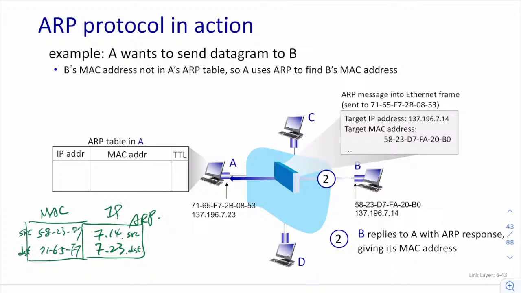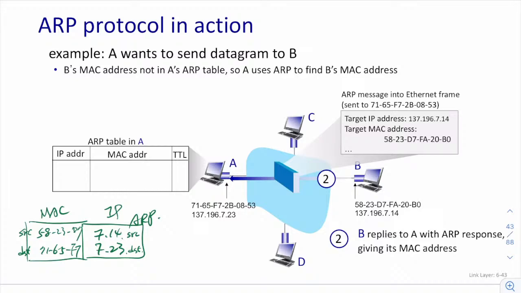And take a look at the figure I drew. Okay, the source MAC address will be 5823 and so on, and the destination will be A's MAC address 71.68.65 and so on. And the IP address is 7.14 to 7.23. It's from B to A. And again, this frame will be broadcasted in this Wi-Fi environment or in this Ethernet environment. So A, C, D, they all receive the signal sent from B.